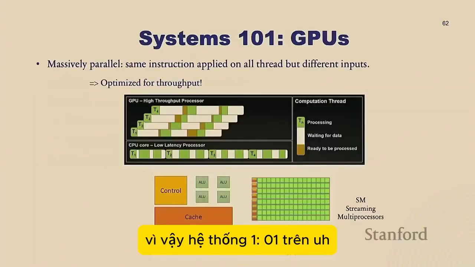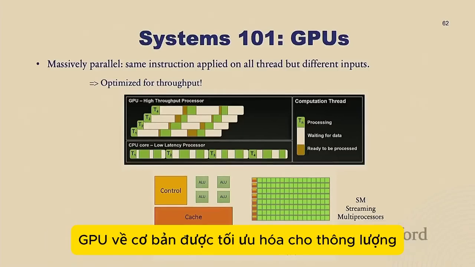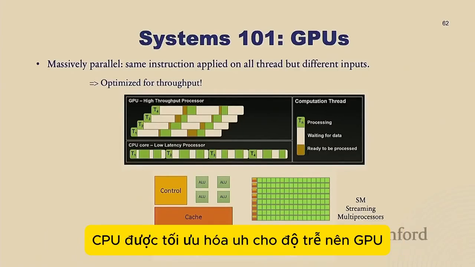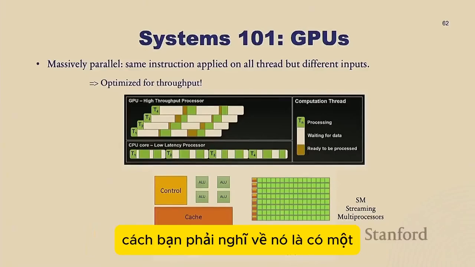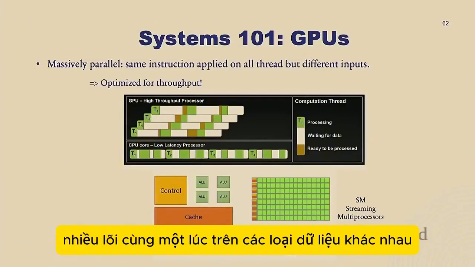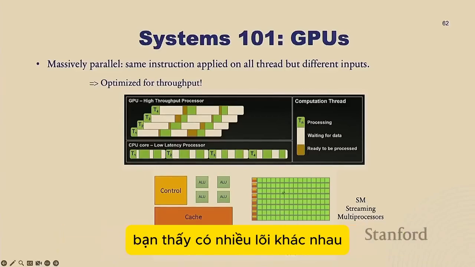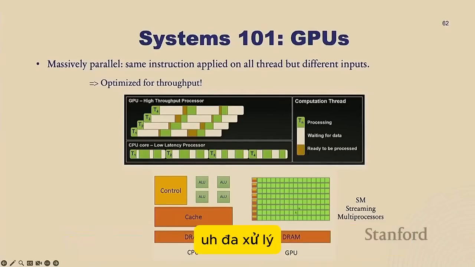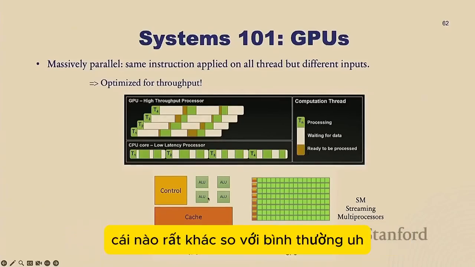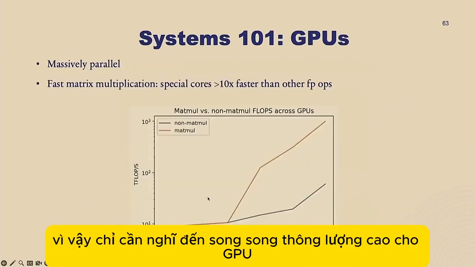So, systems 101 on GPUs. I'm sorry I'm going slightly faster. I hope that some of you at least can follow. GPUs are basically optimized for throughput, while CPUs are optimized for latency. The way to think about a GPU is that one command is run on many cores at the same time on different pieces of data. You see there are many different cores. We call them streaming multiprocessors, which is very different from the usual CPU architecture. So just think high-throughput parallelization for GPUs.